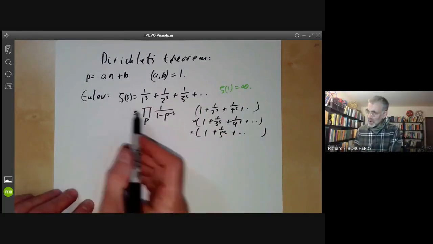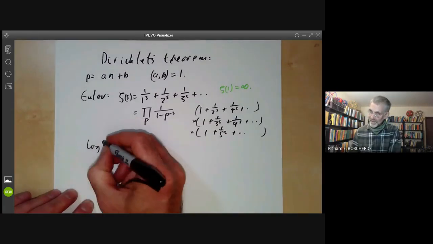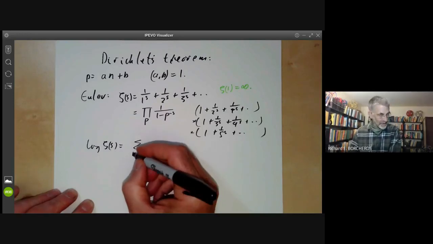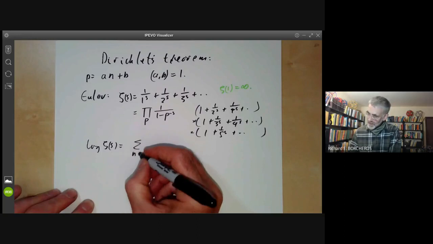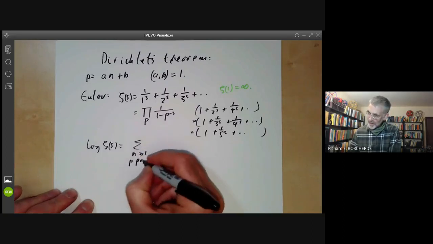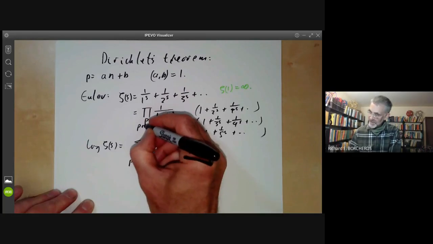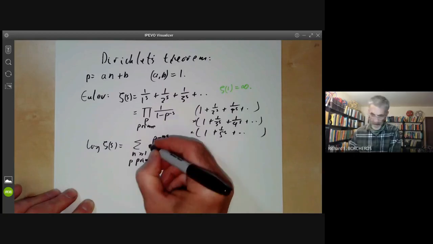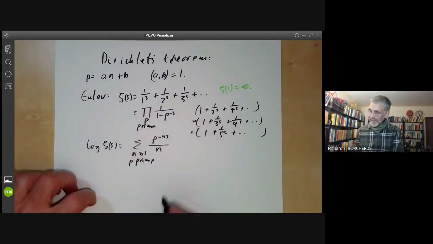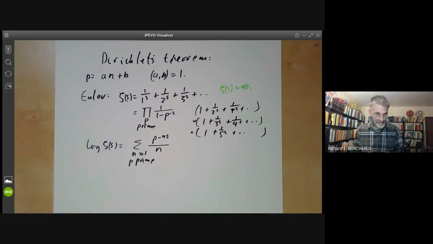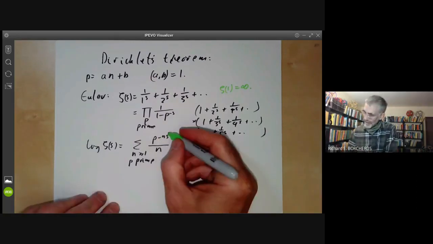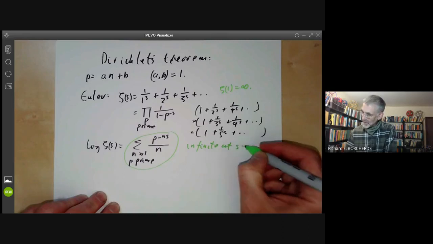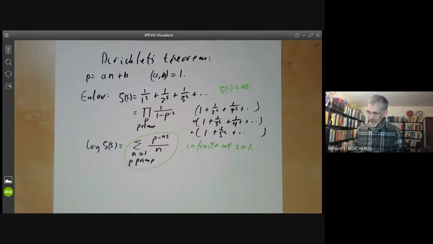Now what we do is we take logarithms of both sides here. So we have log of zeta of s is the sum over n greater than or equal to 1 and sum over p prime, I guess I should have said p was a sum over primes here, of p to the minus ns over n. So you see that this term is infinite at s equals 1 because it's log of infinity, which is infinite.